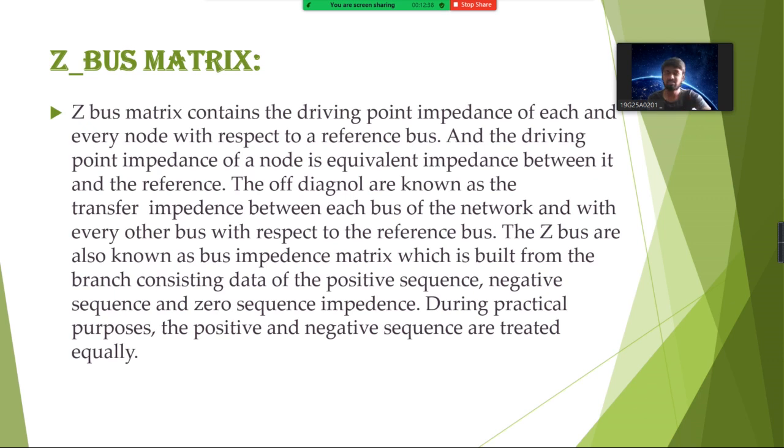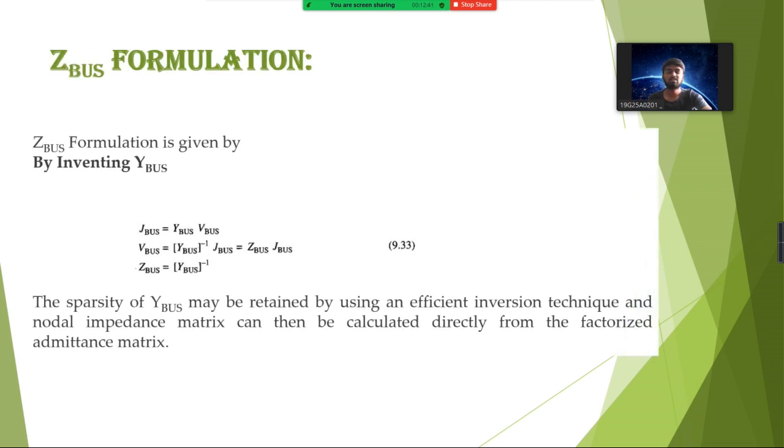Coming to the next slide, the Z-bus formulation is obtained by using the Y-bus matrix, because the Y-bus may be retained by using an efficient inversion technique, and the nodal impedance matrix can then be calculated directly from the factorized admittance matrix, because Z-bus is equal to Y-bus inverse. By formulating the Y-bus matrix, we obtain the Z-bus matrix.